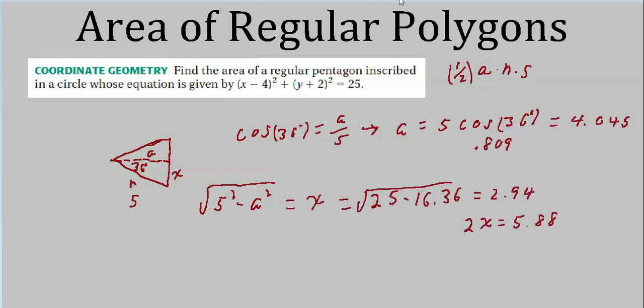So if we finish off this square root here, we found A, 0.045, cosine of 36 degrees is 0.809 times 5. We get this. If we square A, in order to get X here, we get R squared minus A squared, or 25 minus 16.36, and we take the square root of that. This is about 8 point something, and the square root is 2.94.